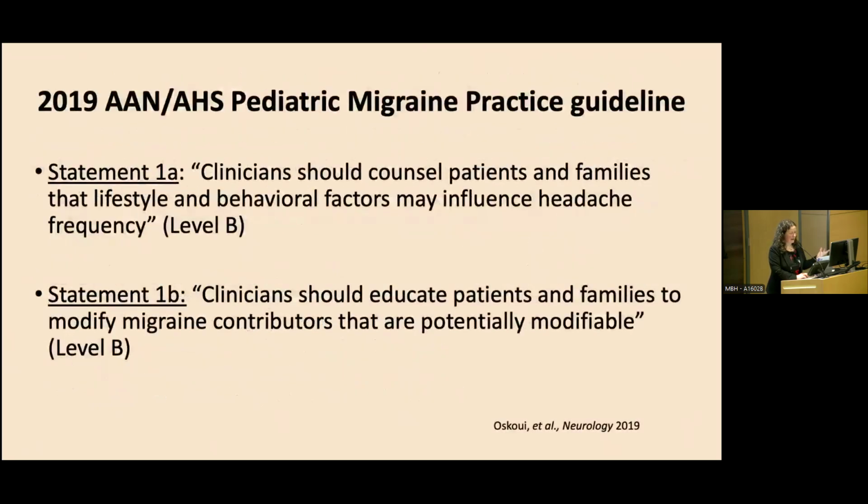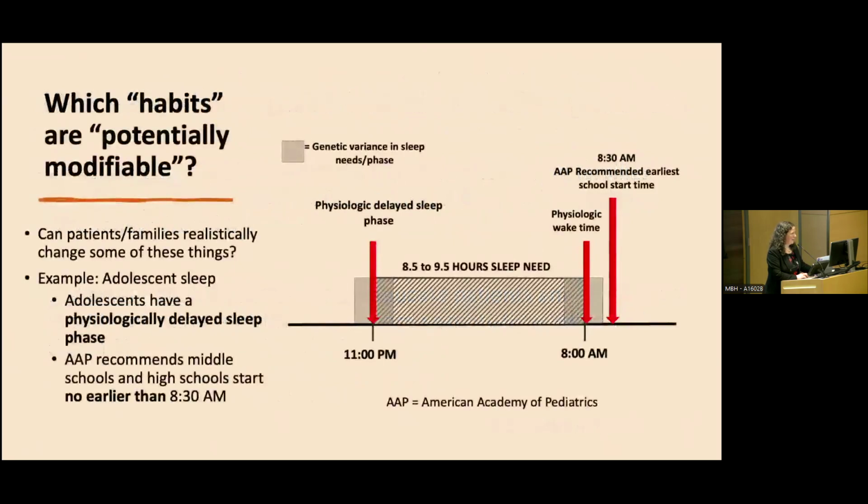And while guidelines recommend that we counsel people about things that might influence headache frequency and educate them about modifying them, not all of these habits are potentially modifiable. So just taking sleep is what I think is an interesting example. Adolescents have a physiologically delayed sleep phase. They usually can't fall asleep before 11 p.m. Smartphones probably make that worse, but this is independent of smartphones.